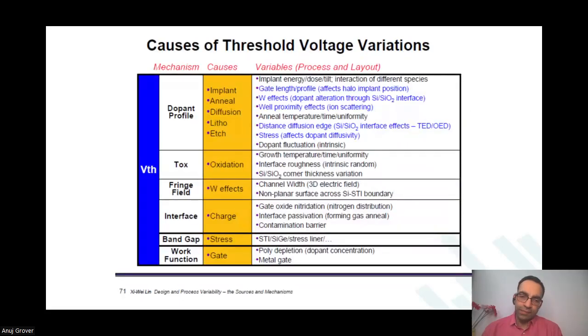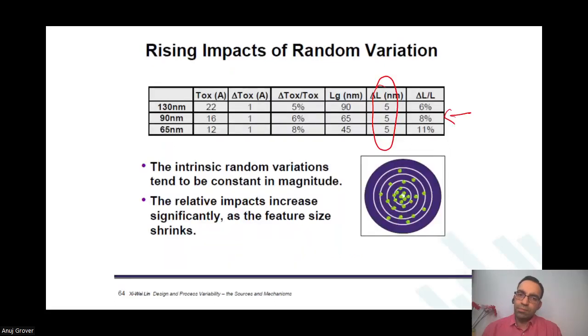Sir, actually I had this question on the first slide also. Here it is written that in the random variations we had three kinds of variations, right? But here it says that the intrinsic random variations tend to be of constant magnitude. So what exactly do you mean by intrinsic random variations? Line edge roughness is intrinsic to the way the device is manufactured. Interface roughness is intrinsic to the way silicon dioxide is deposited. They are intrinsic. They are not because of something else.